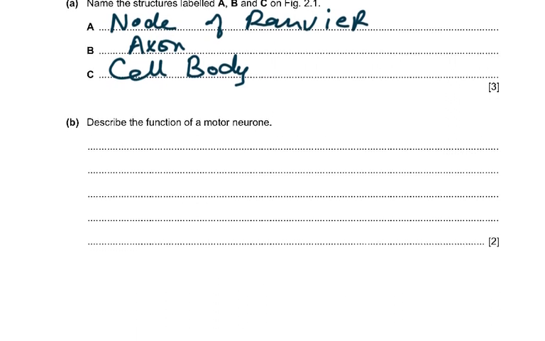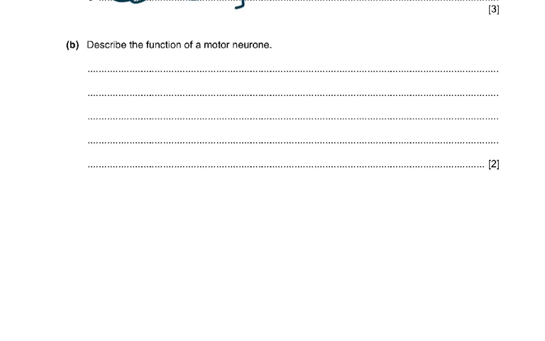Then it says describe the function of a motor neuron. Now, what is the function of a motor neuron? Basically, what does it do? It transmits impulses.